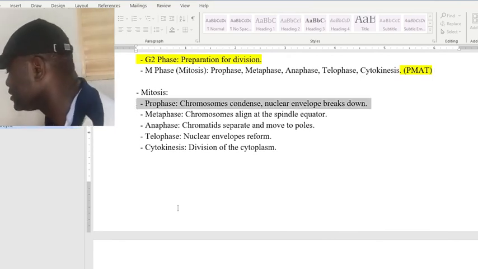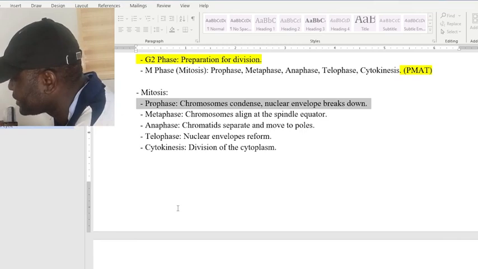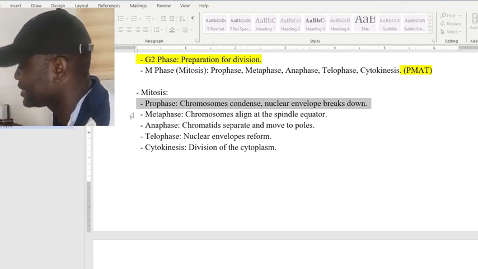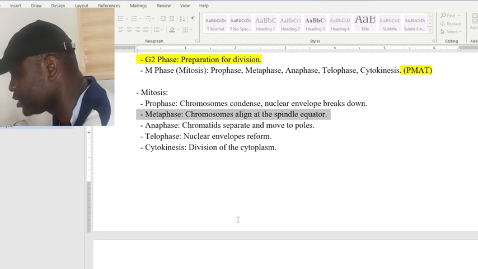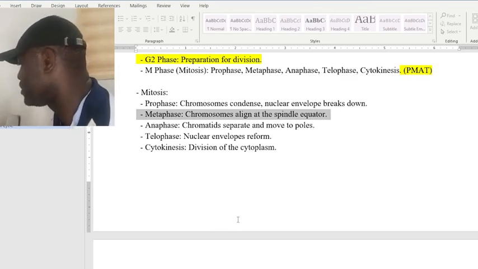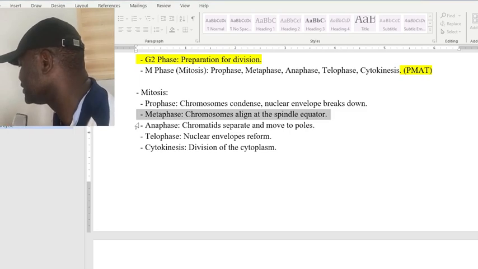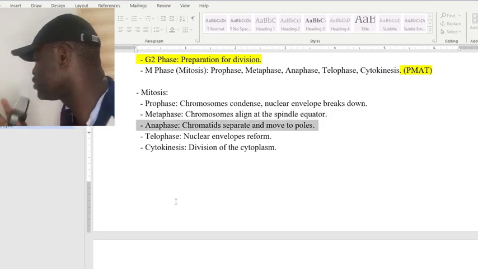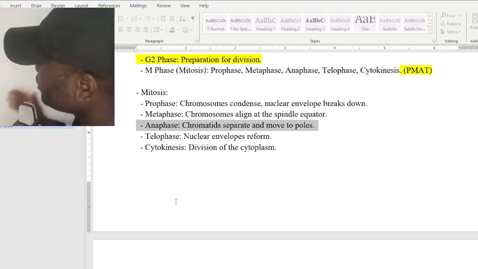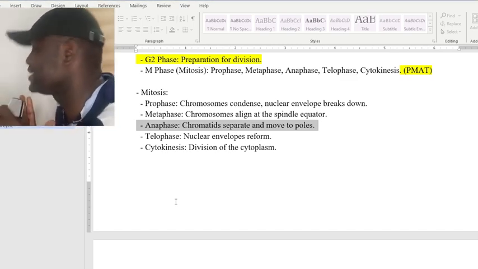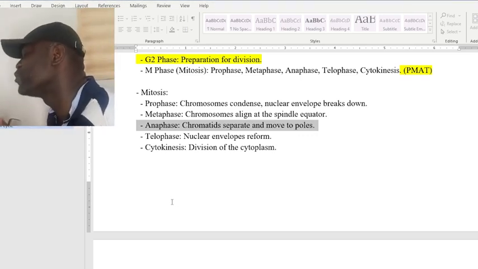So what happens in the prophase? In the prophase, the chromosomes will condense and the nuclear envelope will break, or it will open. The chromosomes are inside the nucleus, but they must come out during cell division. So the major thing that happens in prophase is that the nuclear envelope breaks down, or it opens up. In metaphase, the major thing that happens is that the chromosomes align at the center. We call the center the spindle.